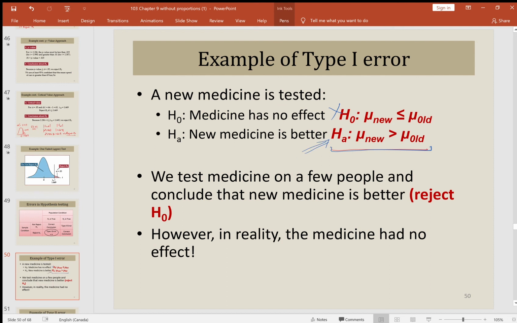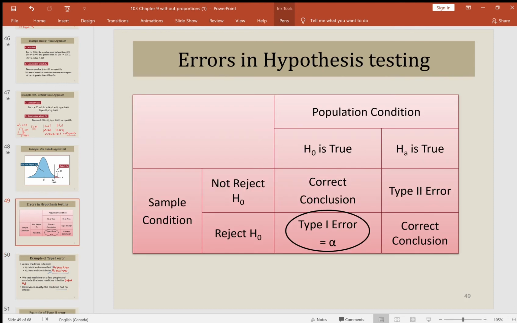Now, once a lot of people take it, people find out later that the medicine had no effect. It was not better than the old medicine, right? So the hypothesis testing that you did on the basis of your sample was incorrect, and that is called a type 1 error. So how do we look at a type 1 error?